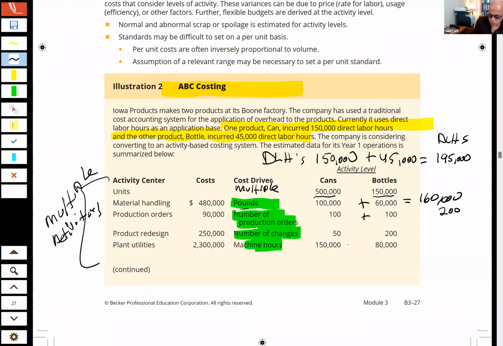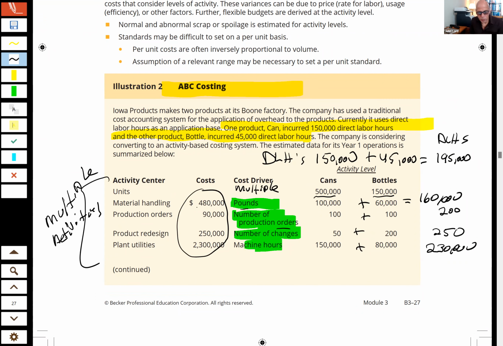We have number of changes, 50 for cans. Interesting. Bottles, number of production orders, the changes. I can see right here we've got something interesting coming up, that the number of changes is pretty extensive for the bottles. And then you go ahead and add machine hours together, and that gives us 230,000. Okay, and notice the cost associated here with these.